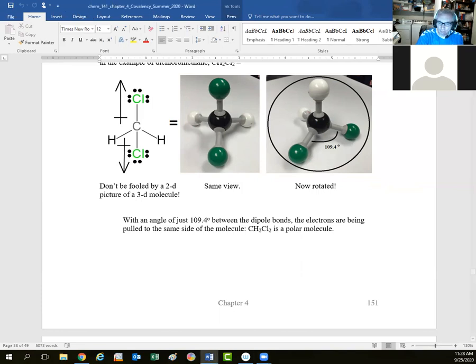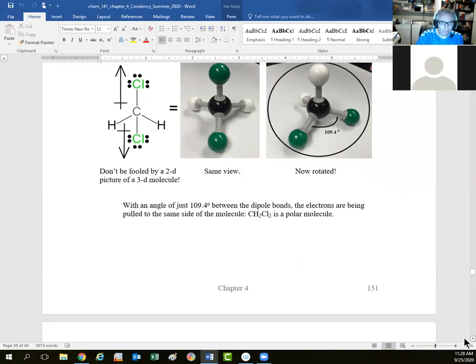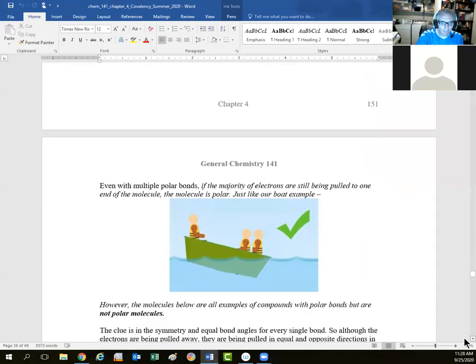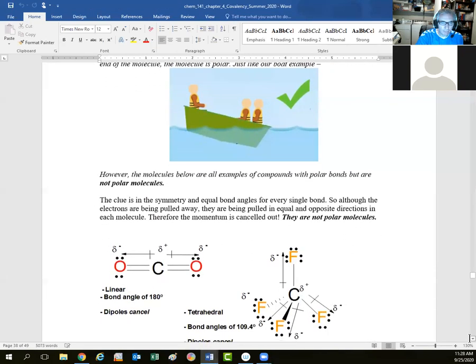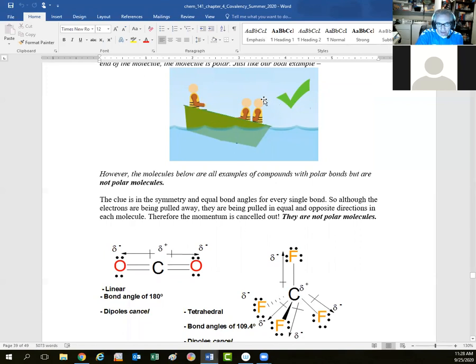Okay, there we go. So we're still seeing polar molecules because there's a majority of electrons, or a majority of people, on one side of the boat / molecule.